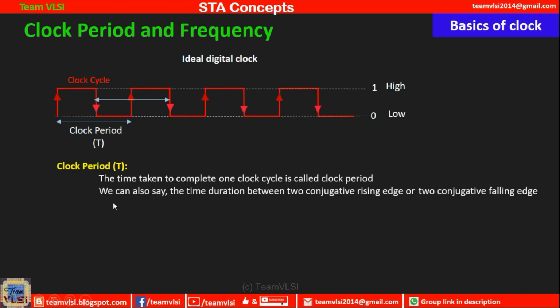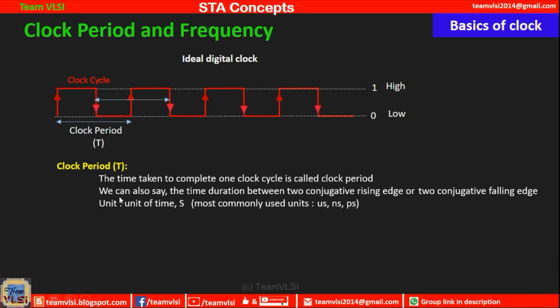We can also say the time duration between two consecutive rising edges or two consecutive falling edges is your clock period. You can see here from here to here it is one clock period, or we can say from this falling edge to next falling edge is your clock period.